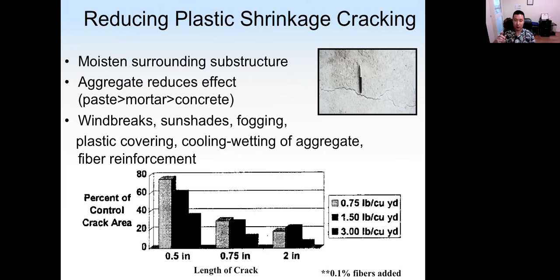We'll talk about fiber reinforced concrete in future lectures. By putting in a small amount of fibers, we can reduce the size of the crack, such as the length of the crack. Here it shows how different dosages of fibers can reduce the length of crack, or the percentage of control crack area. So increasing the dosage of the fiber, we can reduce the length of the crack and also the total area of crack.